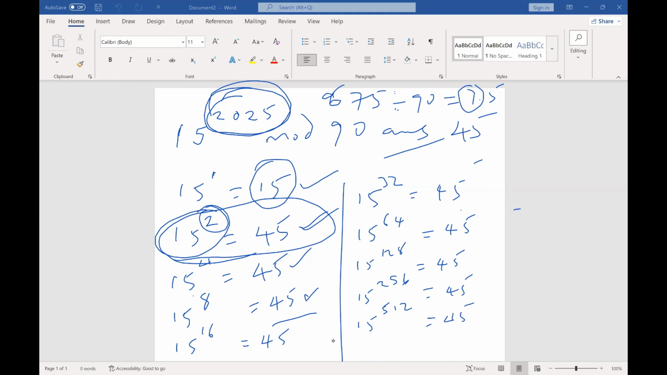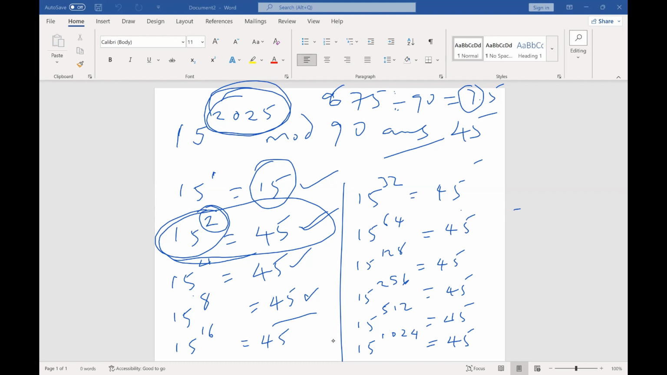Square again, 512 times 2, that gives you 1024. And the right side gives you what? 45. And if we square again, that will give us 2048. The power will be 2048, which is beyond what we want. Is that okay? So this is the last time we are squaring.